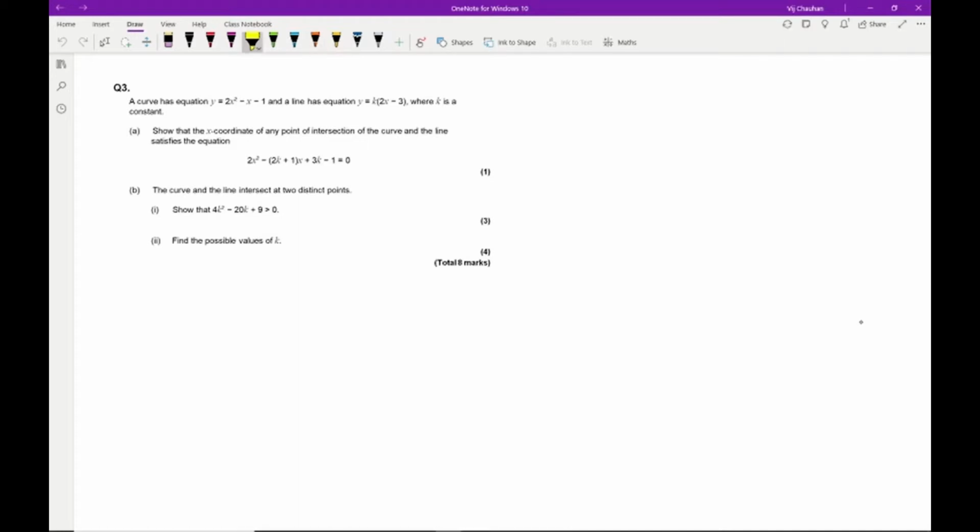So again, the key thing to remember is whenever the word says intersection, you always want to think simultaneous equations. So what I need to do is combine these two equations together. Now as they're both equal to y, I can make both those equations equal to each other. So let's just start off by writing A. So here I've got 2x squared minus x minus 1, and that equals k(2x minus 3).